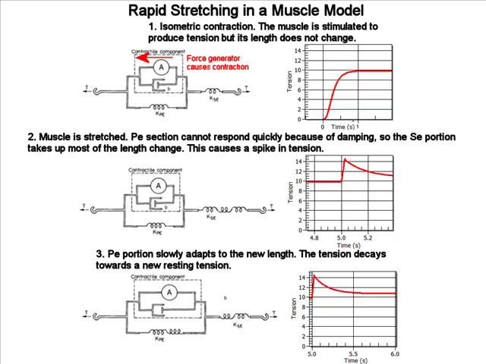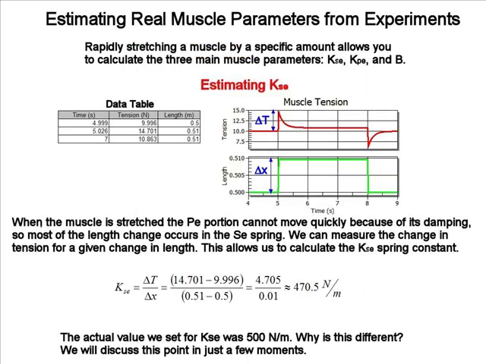Then at 5 seconds we rapidly stretch the muscle. The PE portion cannot respond quickly because of the damping, but the SE portion can. This causes a spike in the tension. Then the PE segment slowly adapts to the new muscle length till it reaches a new equilibrium resting tension at this new length. Most of the tension in the initial rapid stretch occurs because the SE spring is stretched. This gives us a change in tension for a change in length, and we can use this to calculate the stiffness of the SE spring.